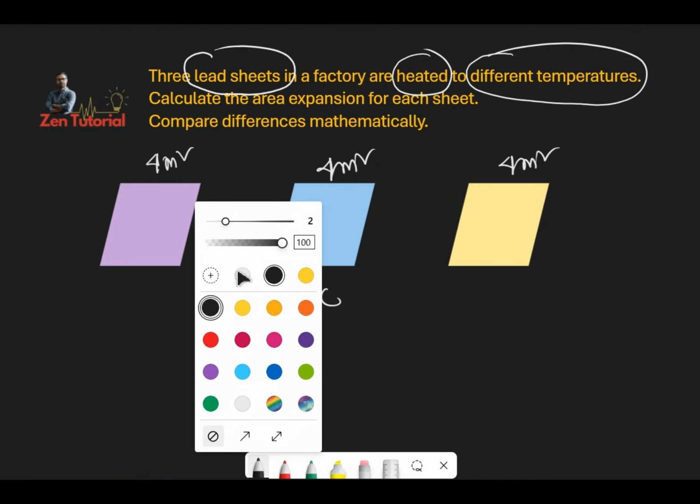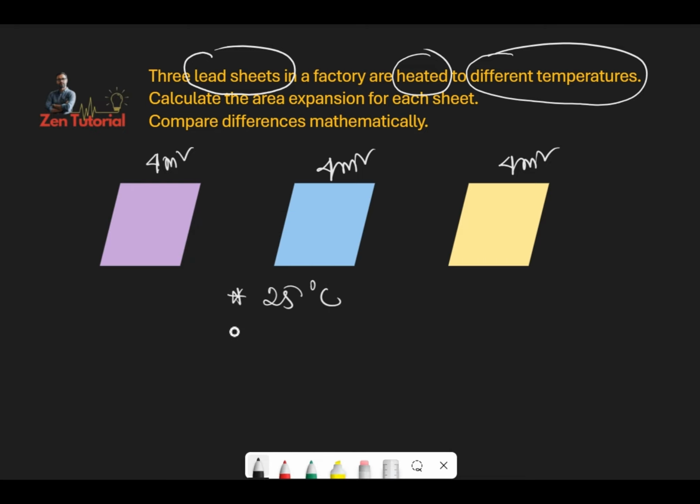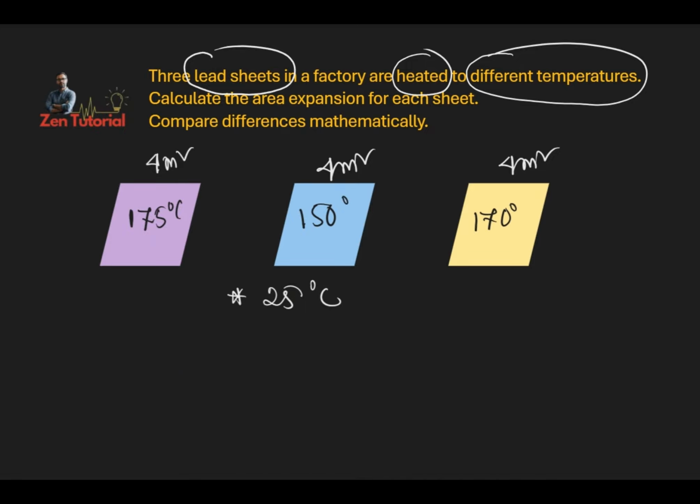and the first one, let's say, is heated up to 175 degrees Celsius, which is very important as it's a different temperature mentioned in the question. Anyways, this one will be 150. This will be, let's say, 170 degrees Celsius.